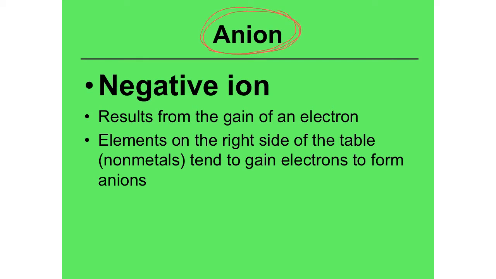Our negative ions are called anions. So those are our negative ions, and they result from the gain of electrons. Because since electrons are negative, if you gain electrons, then you'll have an abundance of negative charge. So elements on the right-hand side, those would be our nonmetals, right-hand side of the periodic table, tend to gain electrons to form anions. And again, we'll take a look at an example here. So let's say we have phosphorus.